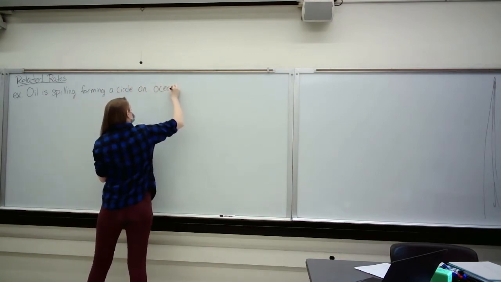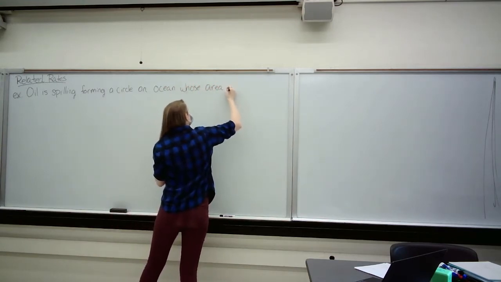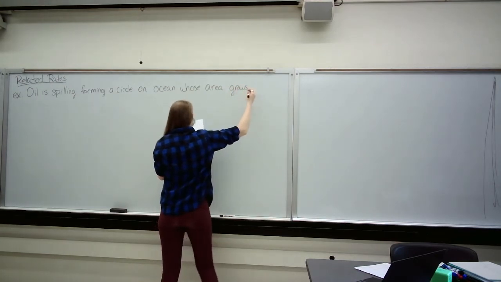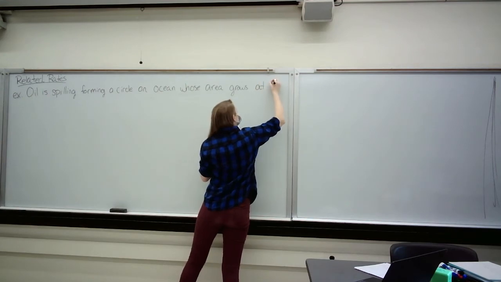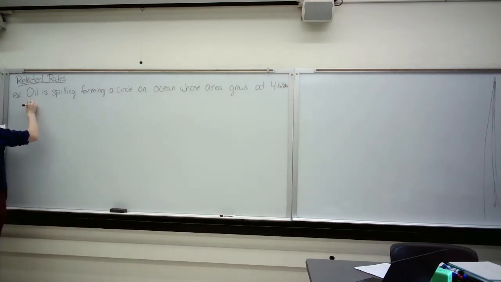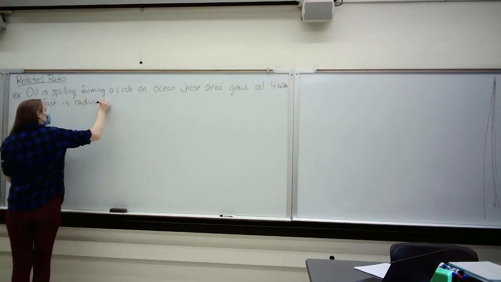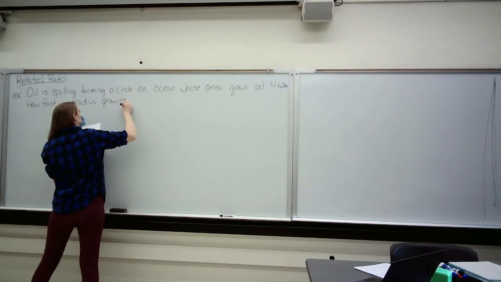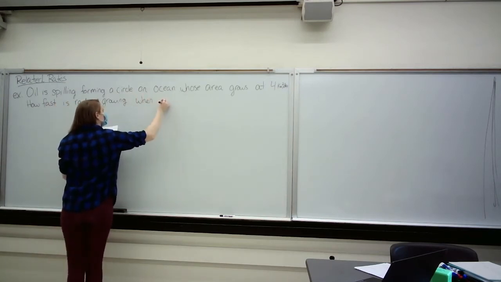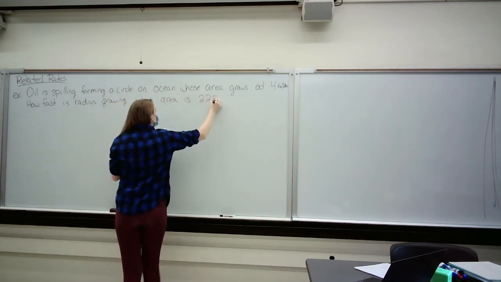motion. Whose area grows at 4 kilometers squared per day. How fast is the radius growing when the area is 225?